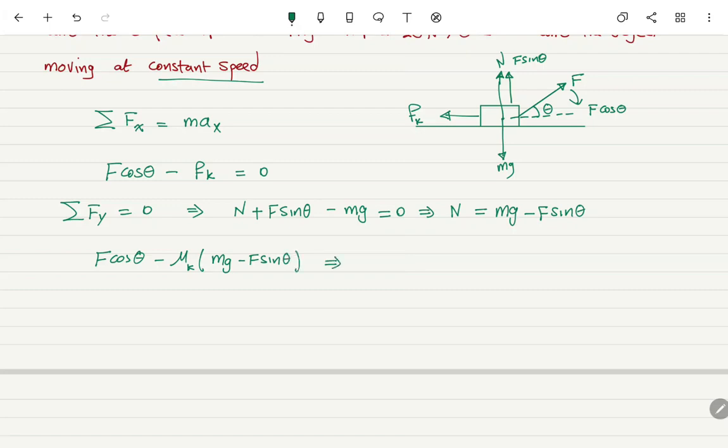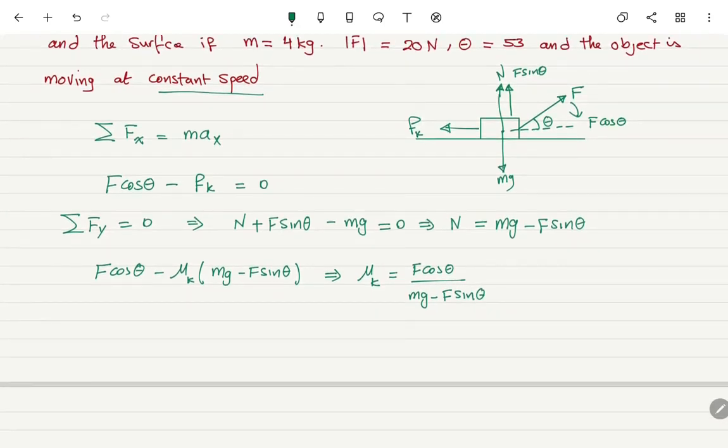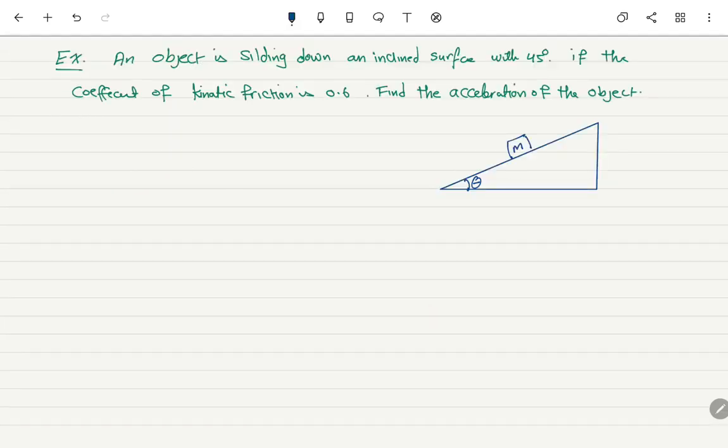Or we can say that mu k is equal to F cosine theta divided by mg minus F sine theta. You substitute numbers back in this equation, you will get mu s equal to 0.5. Again, it's dimensionless. Example: an object is sliding down an inclined surface with 45 degrees. So this is 45 degrees. If the coefficient of kinetic friction is 0.6, find the acceleration of the object.